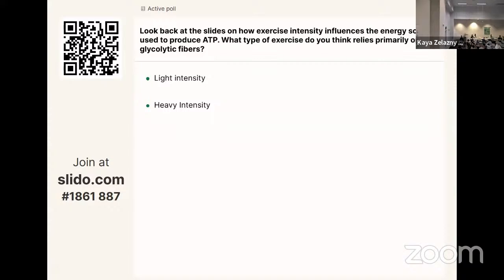Now, before we go into that next little bit, one more question for you. So go ahead and look back to those graphs about what we're using for energy in that low to moderate intensity activity versus high intensity. I want you to predict for me, when do you think we're mainly going to be using a glycolytic fiber? What type of activity?